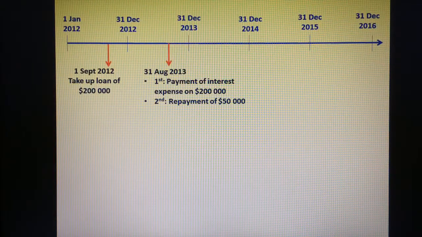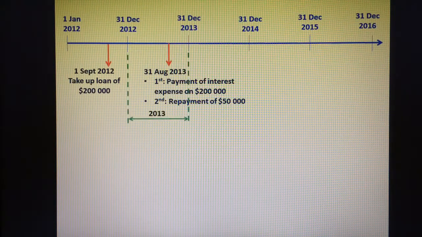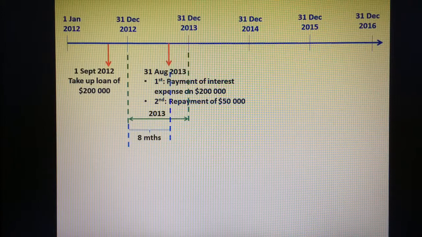Next, let's focus on the financial year 2013. From 1st January 2013 to 31st August 2013, the business has to pay 8 months of interest on the loan of $200,000, which is $8,000.